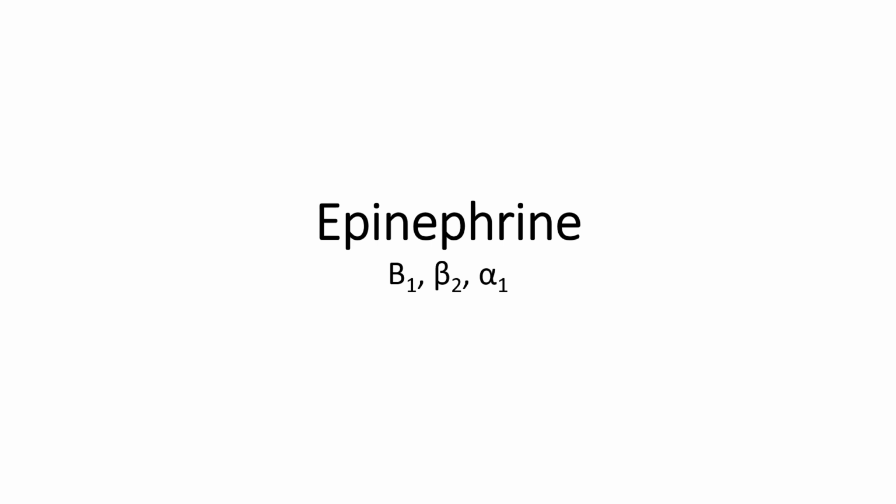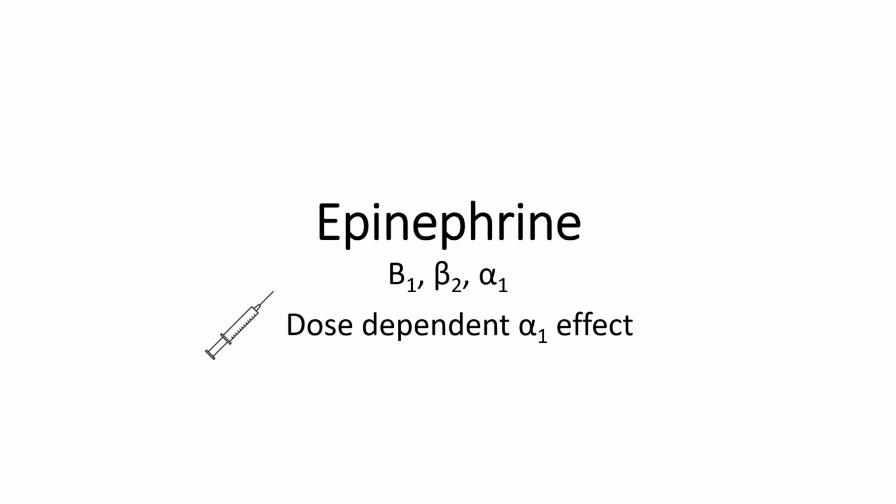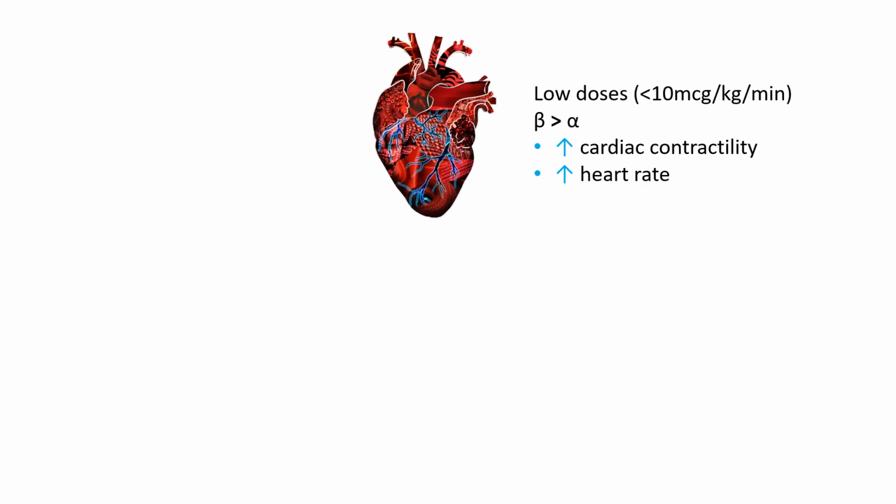One of the most commonly used direct-acting agonists in clinical practice is epinephrine. Epinephrine is mostly a beta 1 and has some beta 2 adrenergic agonist effect. It also has dose-dependent alpha 1 effects. At low doses, epinephrine's main pharmacological effect is causing an increase in cardiac output.